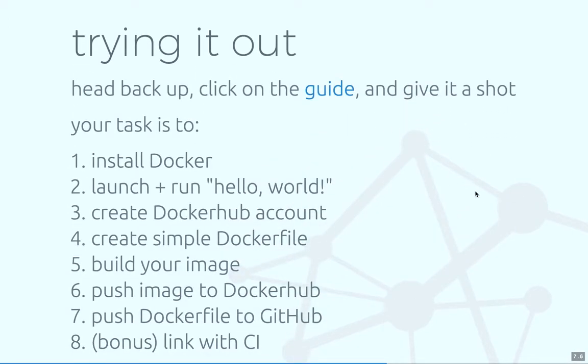So again, this is the time when I'll ask you to hop back up to the top here, click on the guide, bounce around, and do some practicing. You want to install Docker on your machine, run their Hello World image, create a Docker Hub account, and make a very simple Dockerfile. Again, their help documentation is very comprehensive. Build your image, push your first one to Docker Hub, and push your Dockerfile to GitHub.